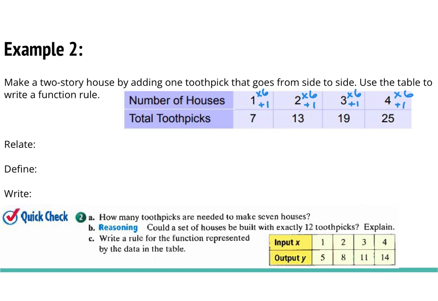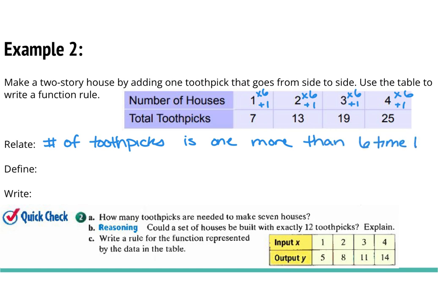So now we need to write our relate statement. And we know that the number of toothpicks is 1 more than 6 times the number of houses.